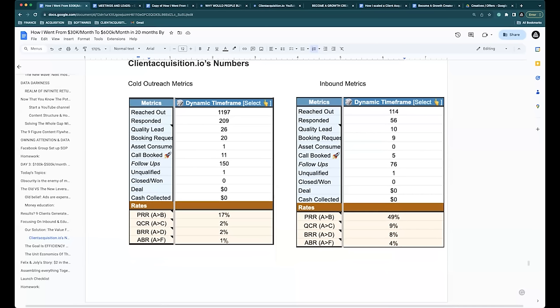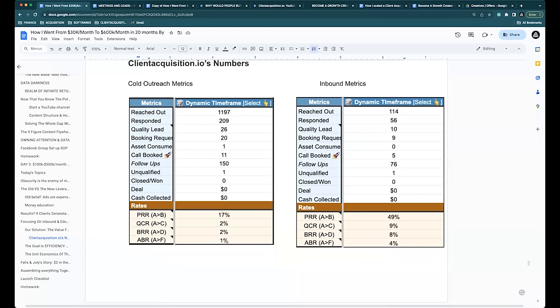We're not tracking cash collected here, so don't focus on those metrics. This is what I mean by leverage. The same person works 10 times less but gets the same outcomes.